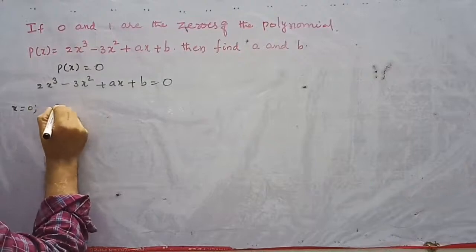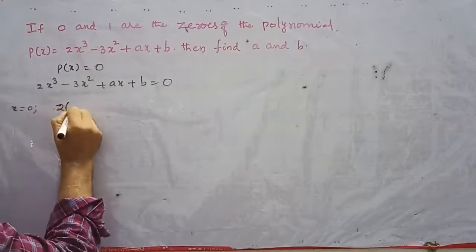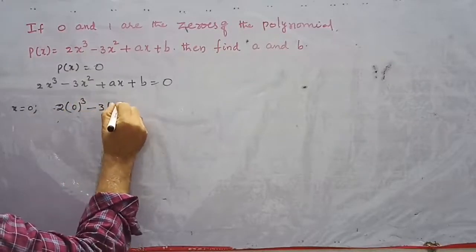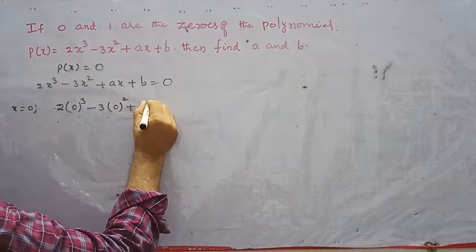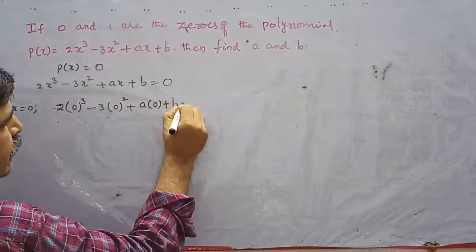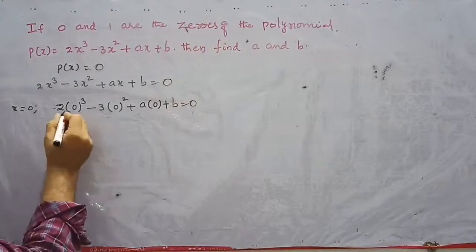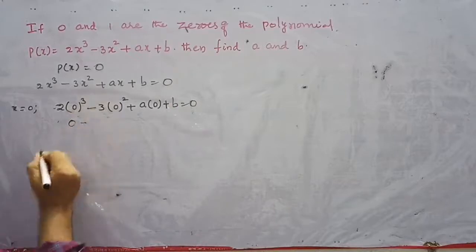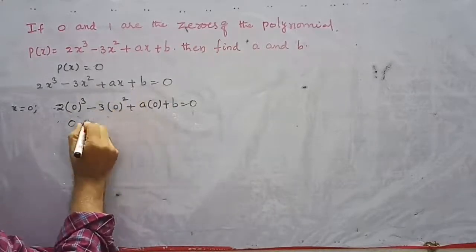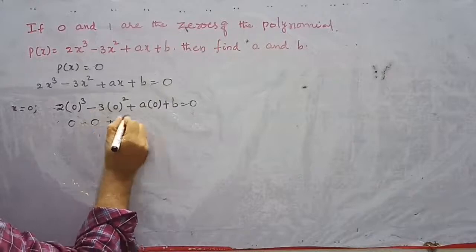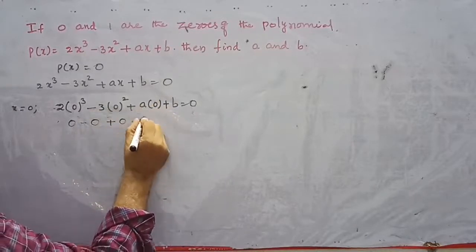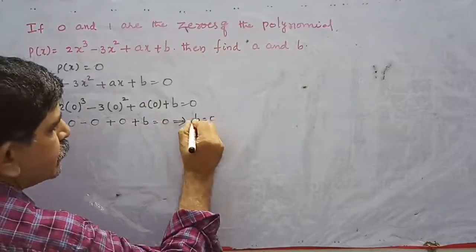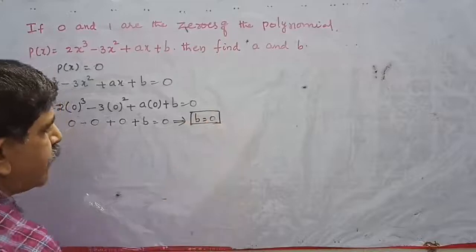That is 2 into 0 whole cube minus 3 into 0 whole square plus a into 0 plus b is equal to 0. Now 0 whole cube is 0, 0 into 2 is 0, minus 0 square is 0, 0 into 3 is 0, plus a into 0 is 0, plus b is equal to 0. It implies b is equal to 0. So we get the first value, b is equal to 0.